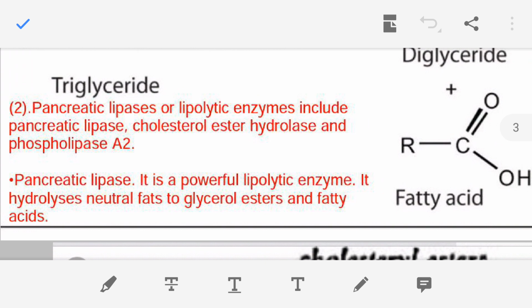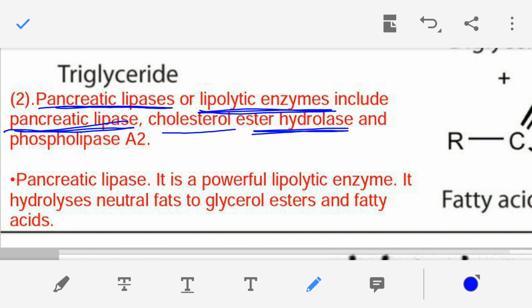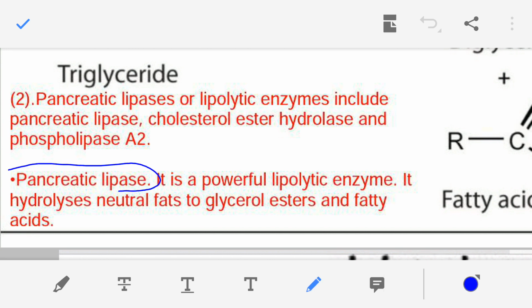In the pancreatic juice, for the digestion of lipid, lipases are present. Pancreatic lipases are also known as the lipolytic enzymes, and examples of the lipolytic enzymes include pancreatic lipase, cholesterol ester hydrolase, and phospholipase A2. Now, pancreatic lipase is a powerful lipolytic enzyme. That means pancreatic lipase is the strong lipid or fat digesting enzyme.